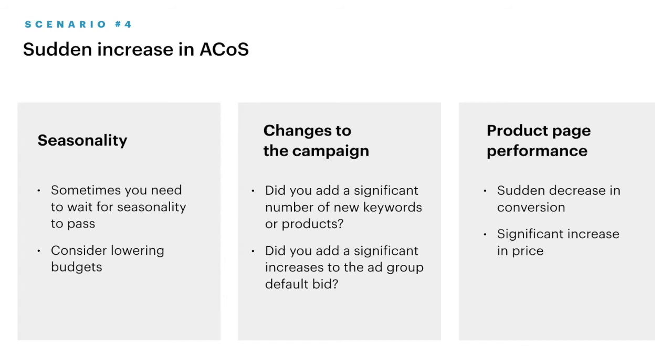And then the last section is going to be product page performance. So this could be a sudden decrease in conversion. A lot of times this has to do with price. If you've changed your price significantly, maybe you're running a promotion and you stopped, you might notice a drop in conversion. Or if there's just more competition now for your product, someone else has a listing or product that they're advertising on your page, that could be driving sales away. So those are important factors to consider.